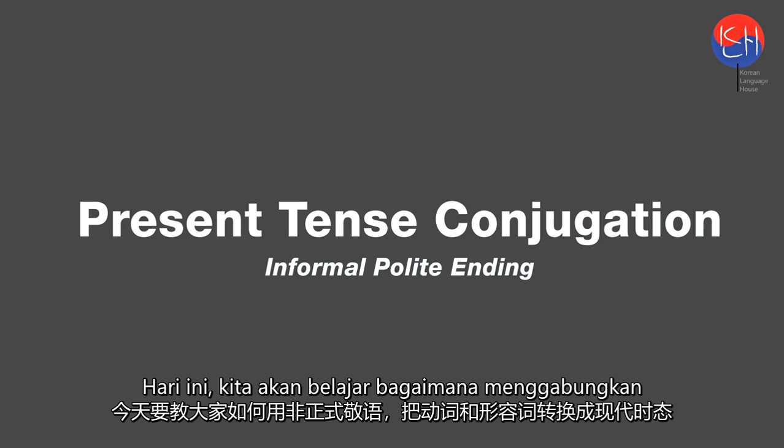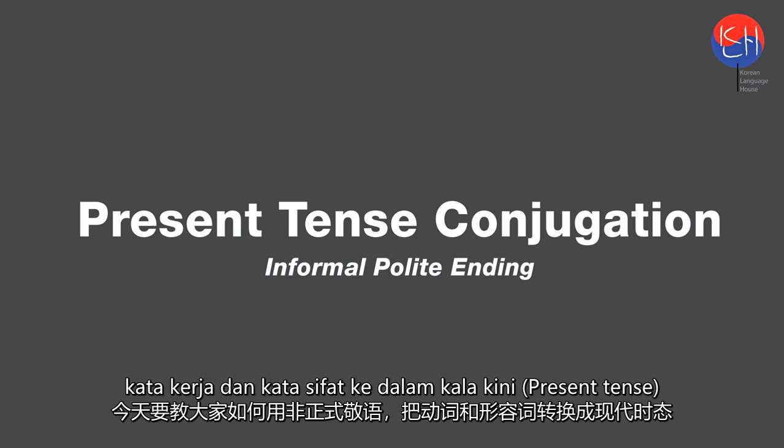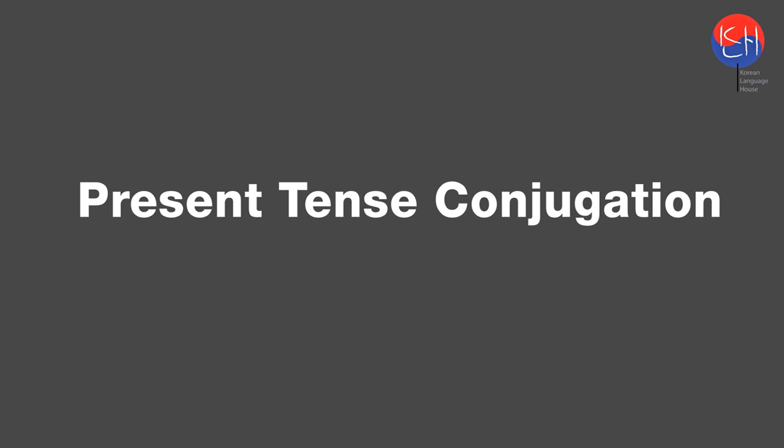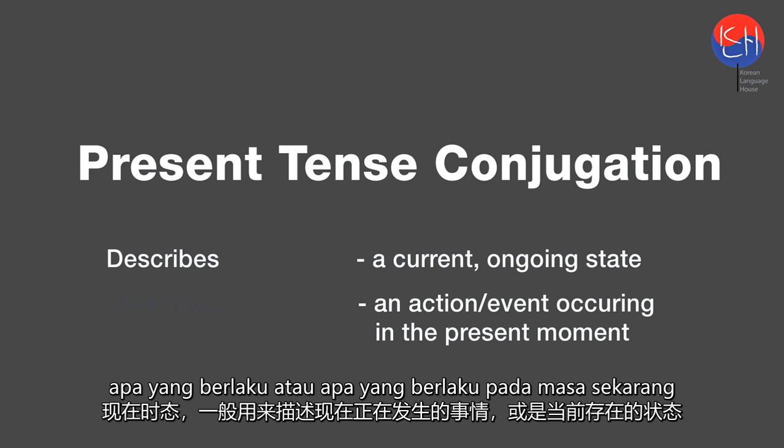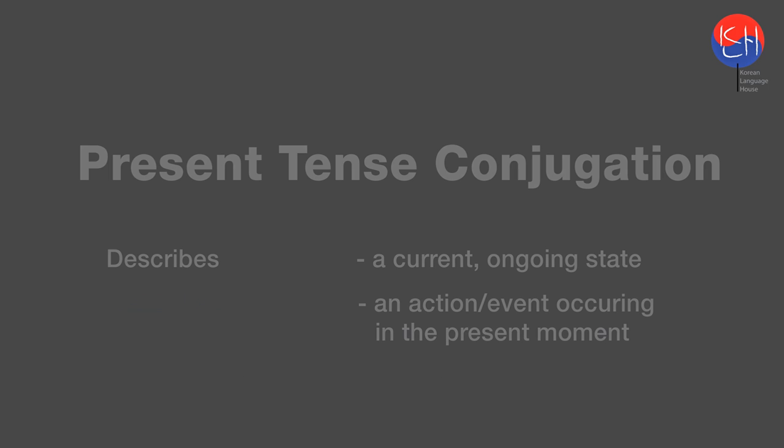Today, we will learn how to conjugate verbs and adjectives into the present tense using the informal polite ending. Present tense means it's used to describe what is happening or what is true in the present moment.